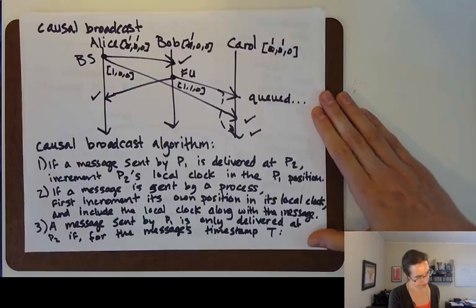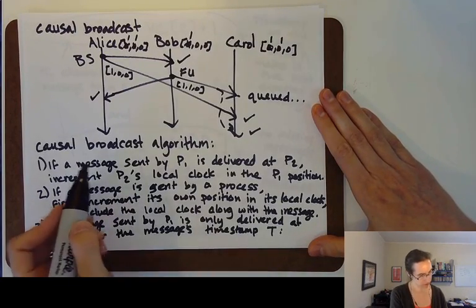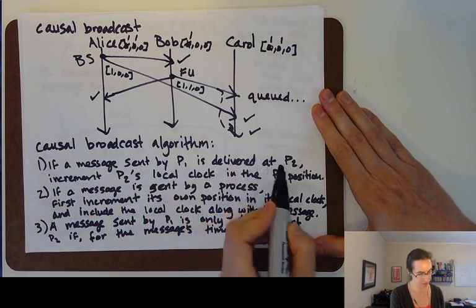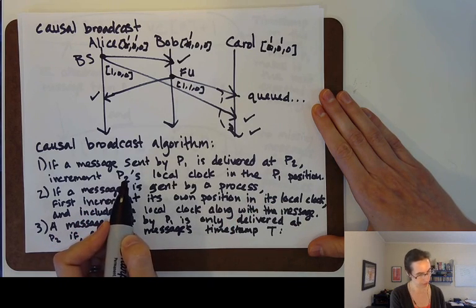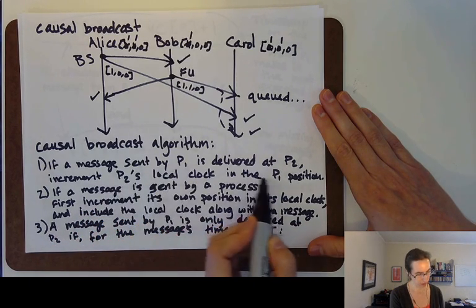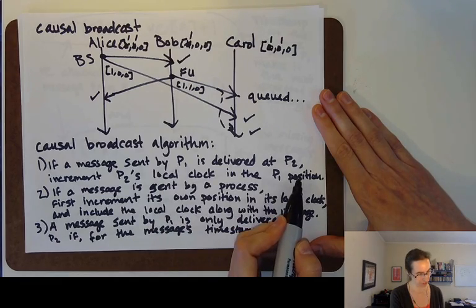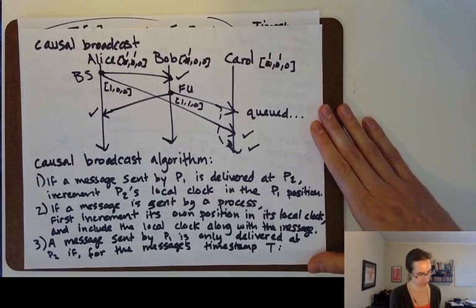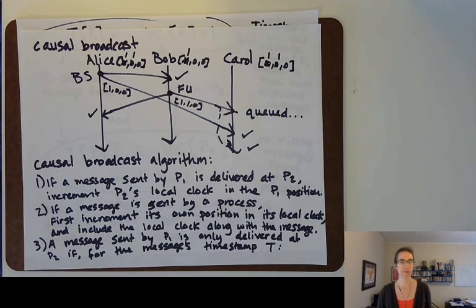So we say, if a message sent by process 1 is delivered at process 2, that's when we increment process 2's local clock. So this is where the increment occurs. It happens at delivery time. So this is the complete algorithm. I've written down everything here. There's not some implicit information about taking the maximum of vector clocks.